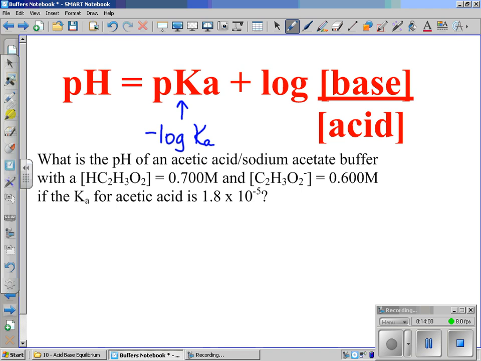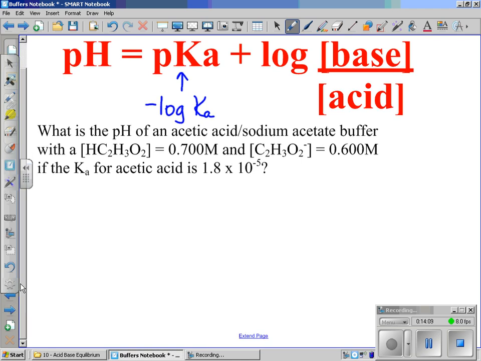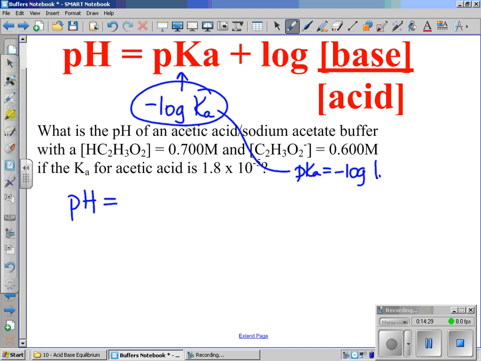And I think you're going to learn to love common ion and buffer problems, because this equation makes your life way easier. You actually don't even have to make a table. Watch how this works. So we are trying to solve for pH. So we have our Henderson-Hasselbalch equation. So pH is going to be equal to our pKa. So we said the pKa is equal to the negative log of Ka, which was 1.8 times 10 to the negative fifth.